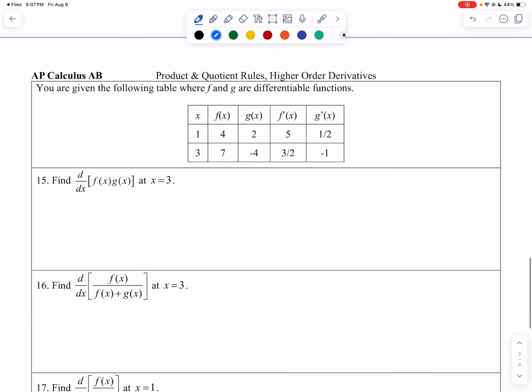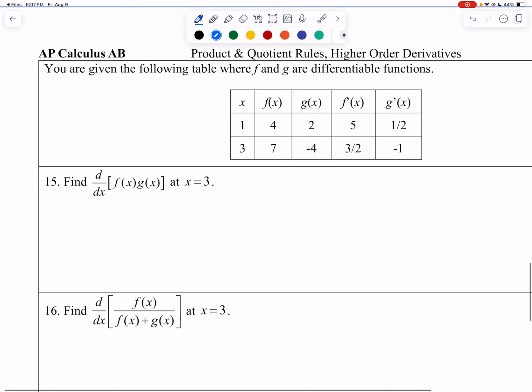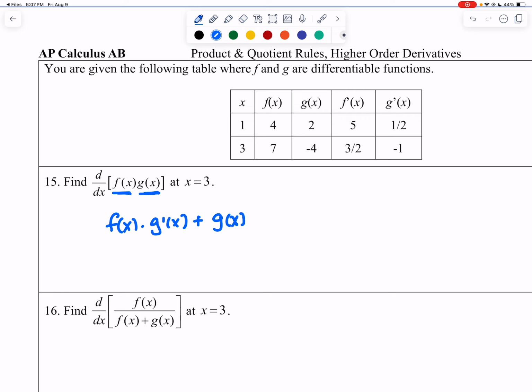All right, last couple of problems. Let's say that you're given a table, something like this, where f and g are differentiable functions. And for number 15, you want to find the derivative of f of x times g of x at x equals 3. So using our product rule, we're going to say first times the derivative of the second plus second times the derivative of the first. And that's going to be my derivative. And then since I want to find the derivative at 3, I'm just going to plug in 3 and see where that takes me.